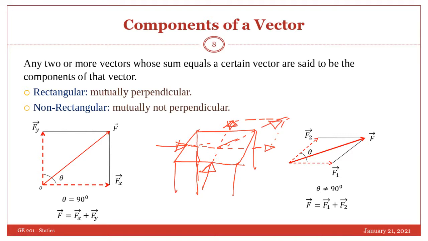So it means effectively this table is experiencing a force in this direction, which I am showing here by this arrow. So this table has tendency to move in this direction. Okay.